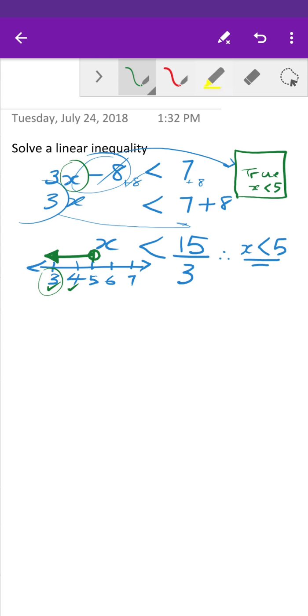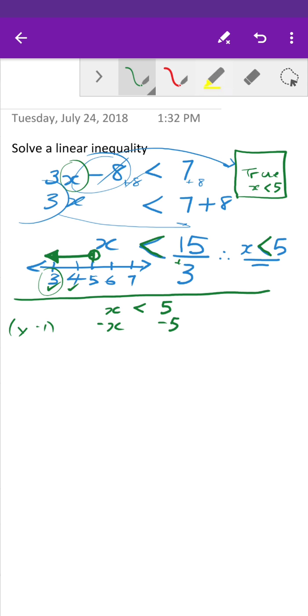Now I'd like to emphasize here we divided by 3. This is a positive 3. When you divide by a positive 3, our less than remained a less than. What I'd like to look at is a simple situation. Say when x is less than 5. If I look at these solutions, 4 is less than 5, 3 is less than 5. If I multiply both sides by a negative value, let's say negative 1, I will get negative x and I'll get negative 5. Well, is that still true for these values if I multiply the left-hand side and the right-hand side by negative 1? Now let's try 3.